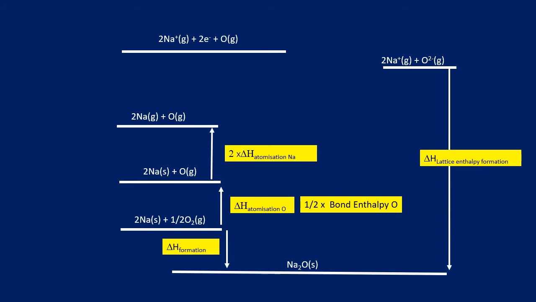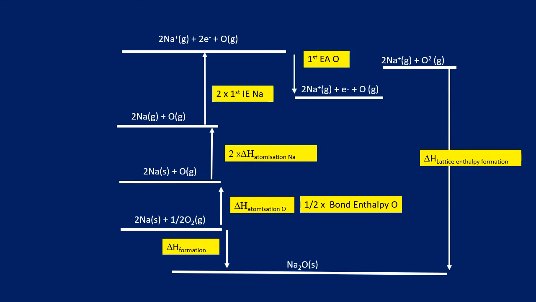Then it's 2 times the first ionization energy of sodium because I'm forming 2 moles of sodium plus 1 ions. Notice how the electrons are also in the equation. That's essential. That plus 2e minus must be on that top line. And then the final step is to show the electron affinity.